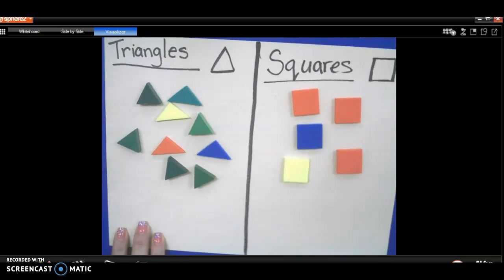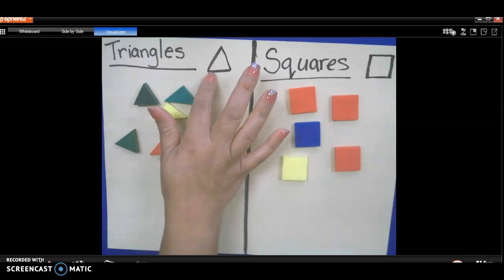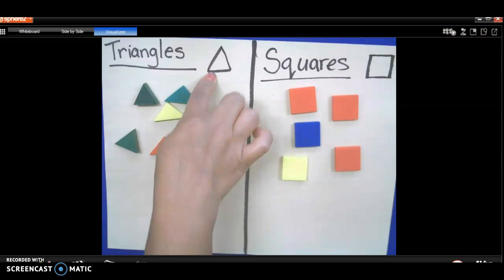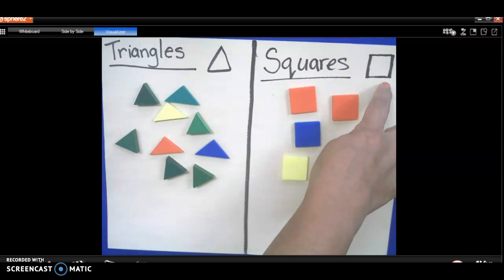Okay? So when you're sorting, you have to check first: what is the attribute I'm looking for? Okay? So right now we're looking at the shape. All of these over here are going to be triangles. All of these over here are going to be squares. Okay?